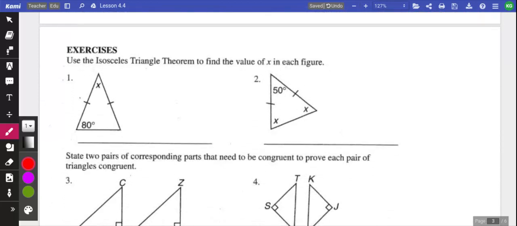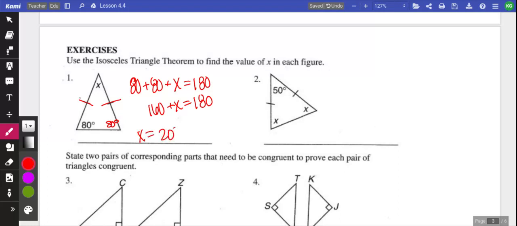So in this one, it says, use the isosceles triangle theorem to find the value of x in each figure. So looking at this isosceles triangle, we have two matching sides, which tell us that the base angles are matching. Now, because it is a triangle, I could say 80 plus x equals 180, because triangles add up to 180. Combining like terms would give me 160 plus x equals 180. Subtract 160, x is 20.